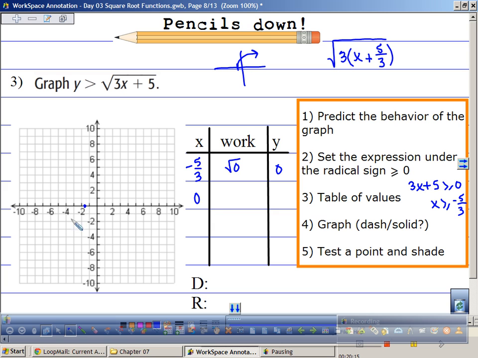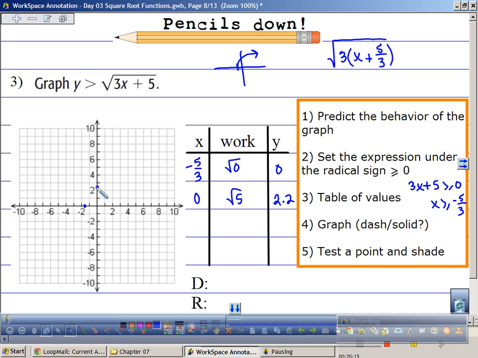Let's just put 0. Right? Because this is fractions and that's hard. So, let's put in 0. What do you get? Square root of 5, which is 2.2. We just did it. Right?